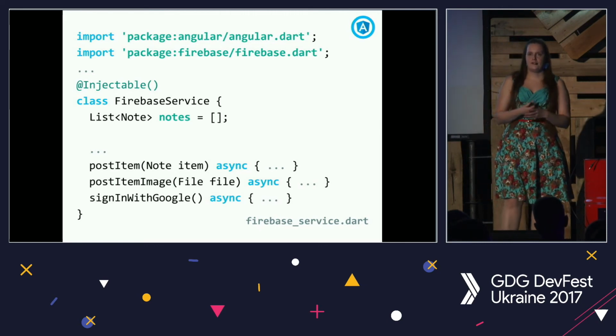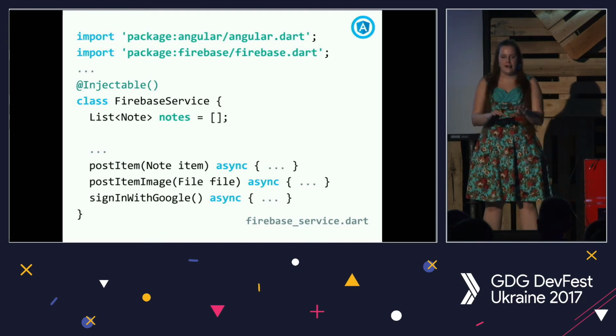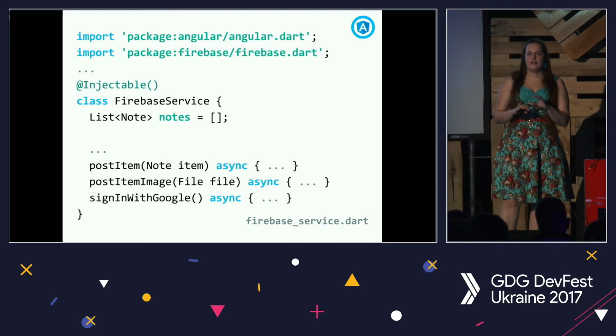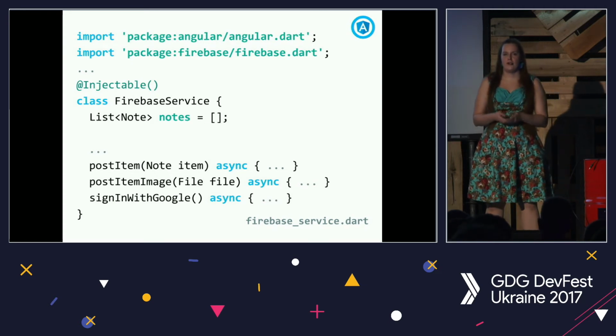So we will implement our Firebase service. We will put all those calls to Firebase into this class FirebaseService. And we will also store there the array of nodes, because we need to be able to retrieve it via our component.